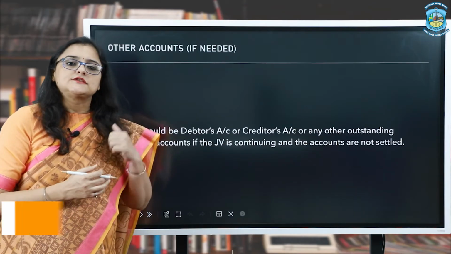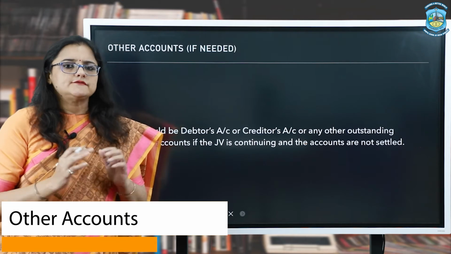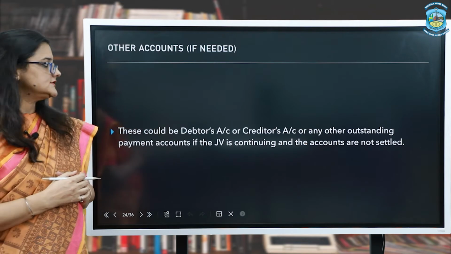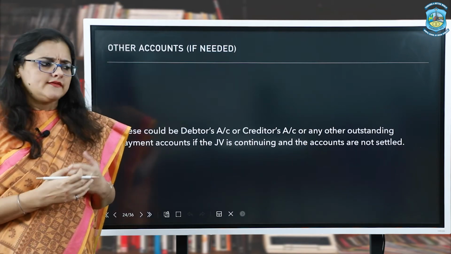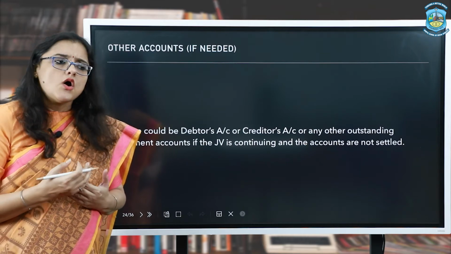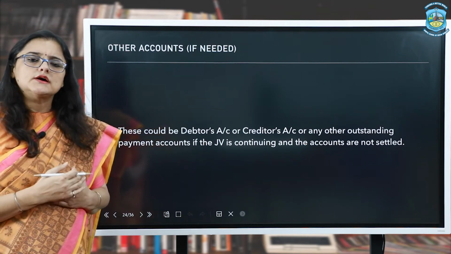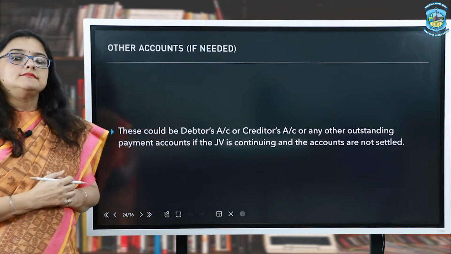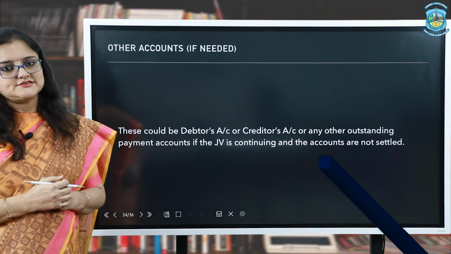Now comes the fourth category of account, that means other accounts. We have not specified anything because these accounts will be maintained as per the requirement of the joint venture. They might be related to any payment which is outstanding towards any purchase, or any payment which is due from a debtor to whom credit sales have been made. So these accounts are made as per the need of the joint venture.